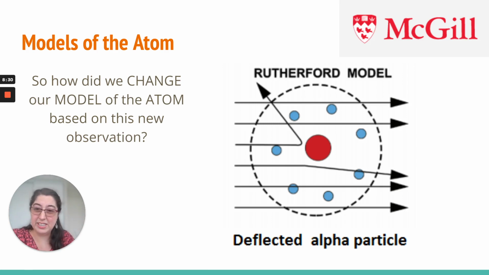And so you can see here, all of the particles being shot at the atom, most of them go straight through because they don't hit anything, but that one that hits that nucleus, that dense positive charge, bounces back.